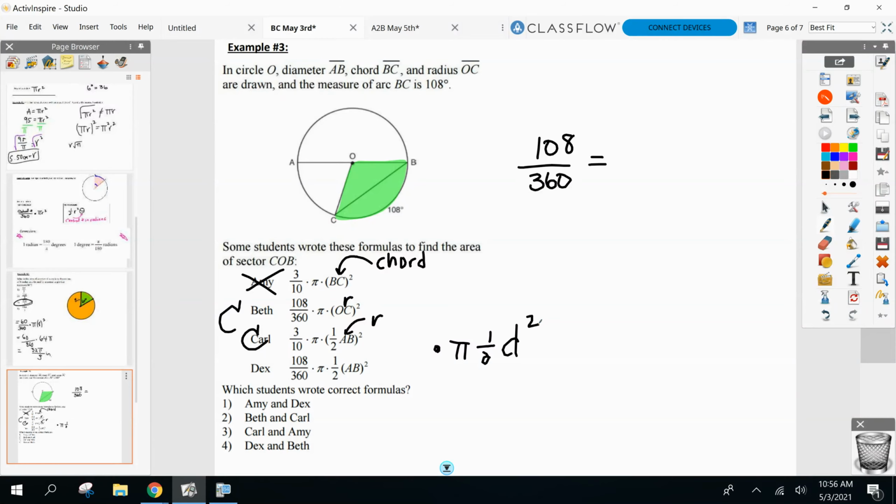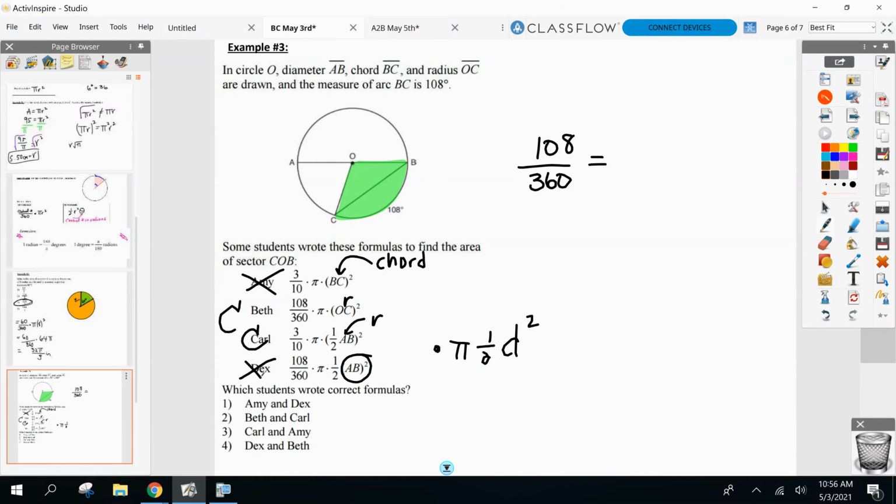What comes first, multiplication or squaring? Squaring. So what's going to happen first? Squaring AB, which is the diameter. You're not going to take half of it first. Order of operations says you need to square it first. And we only square radii over here for the area formula. So that's why Dex is wrong, because he's squaring the diameter, not the radius.